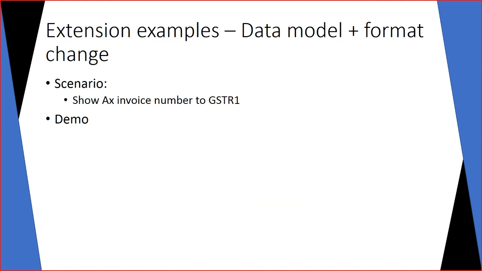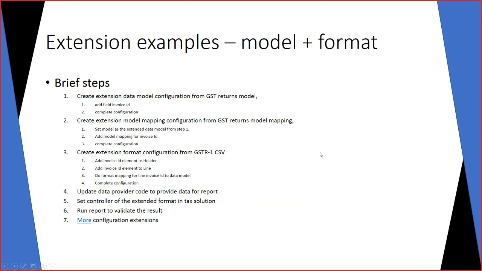Currently, with the Microsoft provided configuration, we show the GST transaction ID, the number sequence, on the report only, while customers would like to see the invoice number generated by AX in the GSTR report as well. So what do we need to do to support this? Again, I have brief steps here, but we're going to go to the system and show how to make this happen.